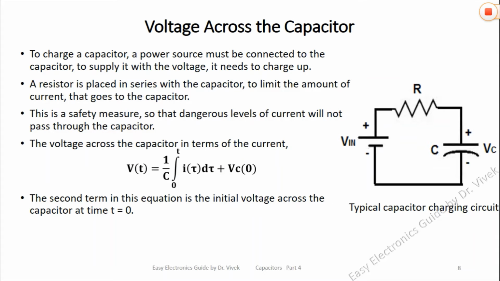To charge a capacitor, a power source must be connected to the capacitor. A resistor is placed in series with this capacitor to limit the amount of current. The voltage across the capacitor is the time integral of this current.